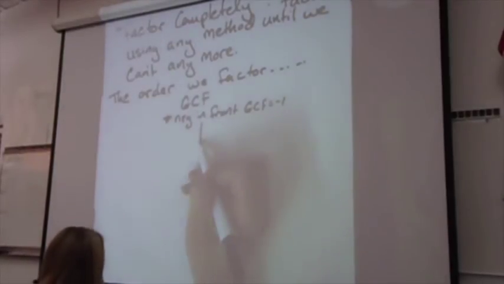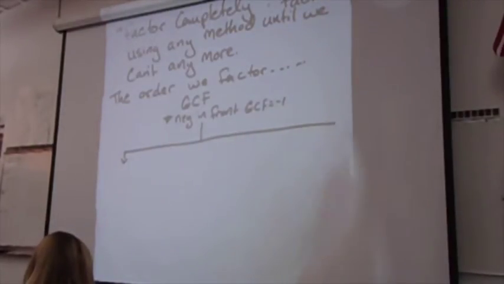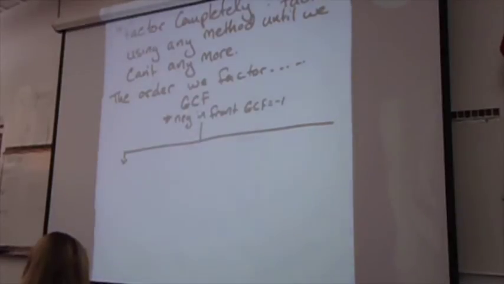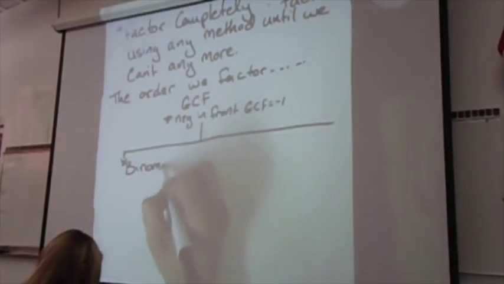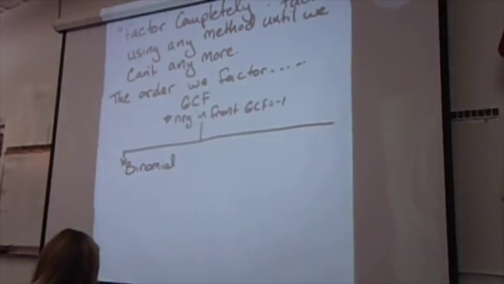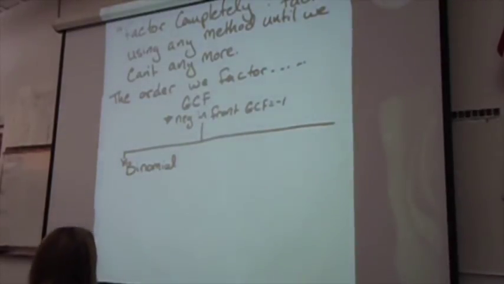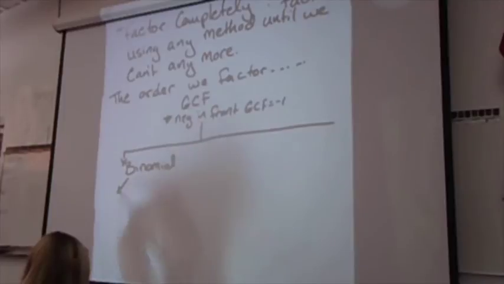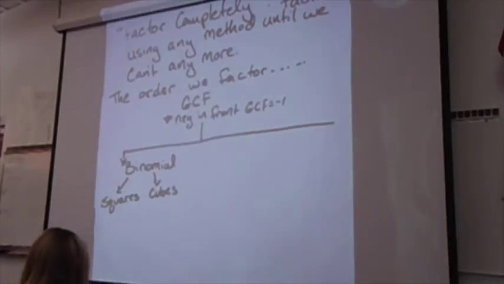From here, we have a couple of options based on what my problem looks like. So your first option is if you have a binomial. In other words, if you only have 2 terms sitting there, 2 things that are sitting there waiting for you. From there, you need to look and say, okay, do I have squares or do I have cubes? If you have squares, then you do the difference of squares.